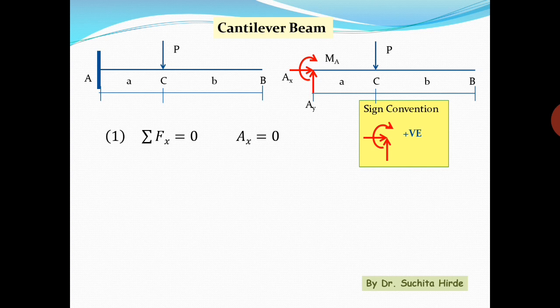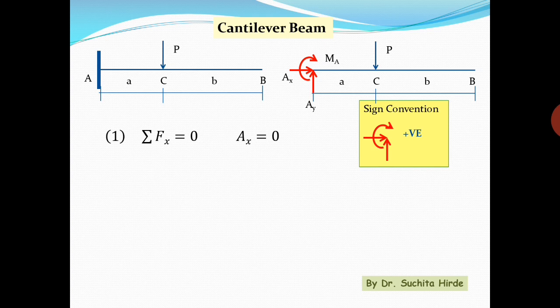Second condition is summation Fy equal to 0. Here we are considering upward force as positive and downward force as negative. So in this case we are considering sign conventions for applying the equilibrium conditions. There can be other sign conventions also. When we will discuss shear force and bending moment, there will be different sign conventions. But in this case we are assuming upward force as positive and downward force as negative.